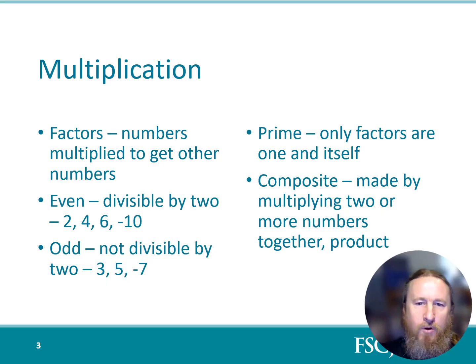Prime numbers are numbers whose only factors are 1 and itself, such as 7. Its factors are 1 and 7. A composite number is made by multiplying 2 or more numbers together, and 4 is a composite number. While it does have factors of 1 and 4, we can also multiply 2 and 2 to get 4. That makes it a composite number.